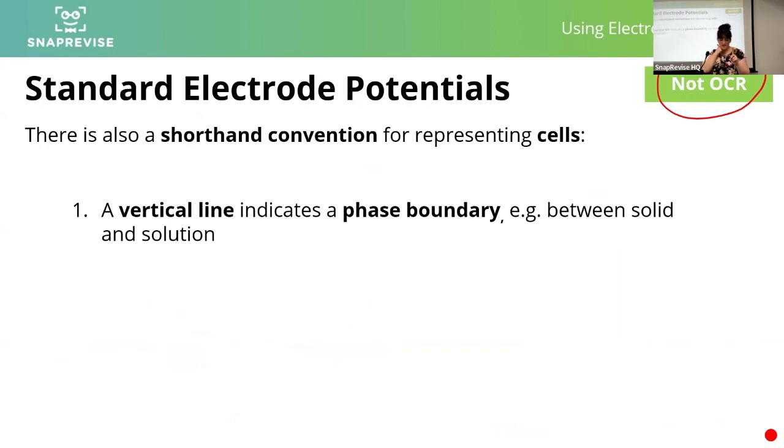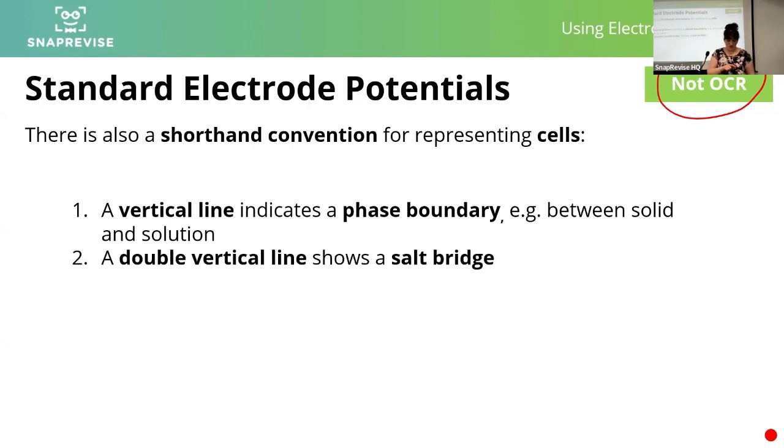One, a vertical line indicates a phase boundary. Phase as in a difference between state or phase. So when you've got a solid electrode in an aqueous solution, for example, there is a phase boundary between those two, between the solid and the aqueous solution. Also, the double vertical line in the middle shows a salt bridge. Okay, so those are the two notations that we need to be aware of. That's where the double line in the middle shows where the salt bridge is happening. So it shows the division between oxidation and reduction.